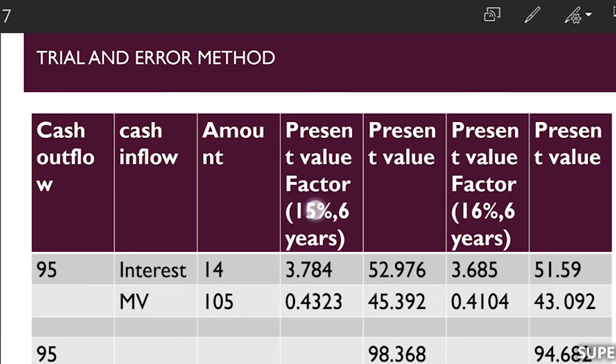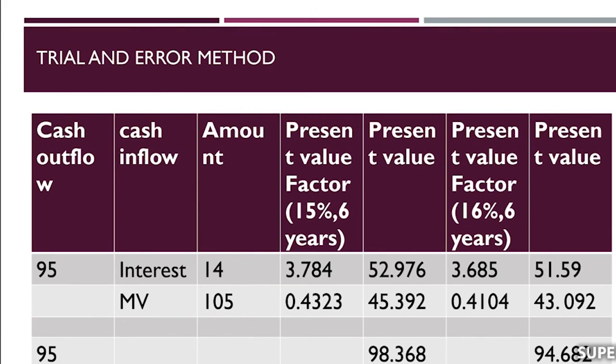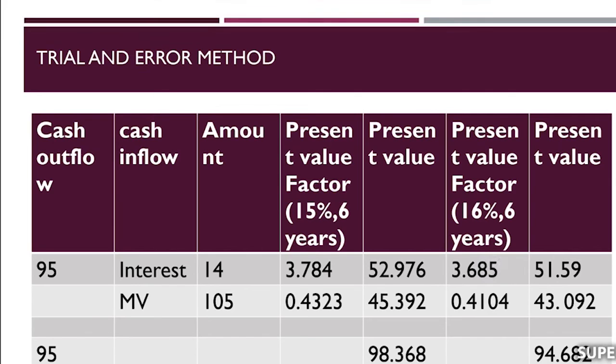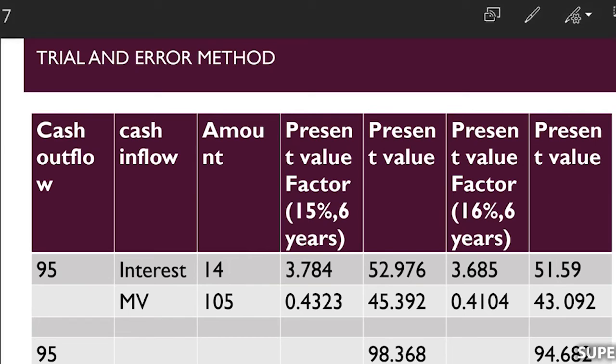Now we are going to calculate the present value of cash inflows by using 16% as discount rate. Here, the present value factor annuity at the rate of 16% for 6 years is 3.685. So we are multiplying this with 14. Then we will get the present value of interest amount as 51.59, and we are multiplying present value factor at 16% for the 6th year, that is 0.4104, with maturity value 105. Then we will get present value of ₹105 at 16% discount rate as 43.092. Then the total present value of cash inflows at 16% rate is 94.682.